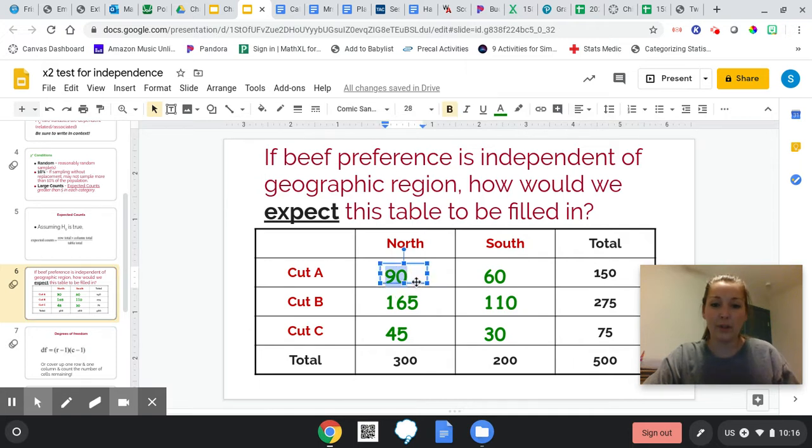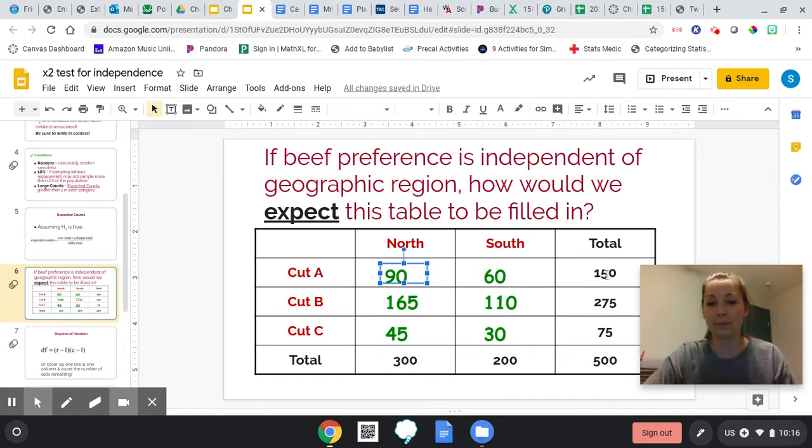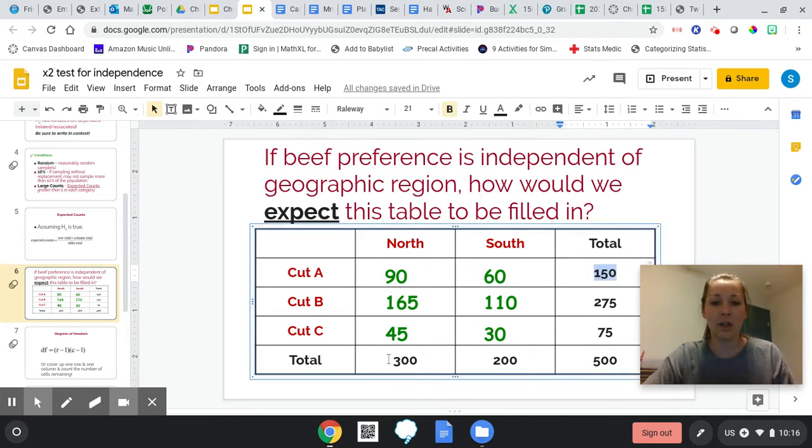the 90, that was from doing the row total, which was 150, times the column total, which was 300, divided by the total, which was 500. So again, it's row total times column total divided by total. And that's how you fill in for the rest.